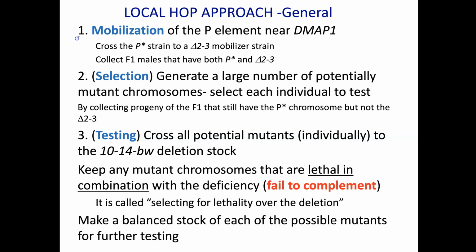So just like any kind of P element screen, you basically mobilize the P element, then you select a large number of chromosomes that you're going to test, and then each of those individuals has to be tested. In our case, though, we don't have to make the chromosome homozygous. That's a lot of extra work. Instead, we're crossing them to the deletion stock. And then if you have any chromosomes where you've got a lethal combination between your P chromosome and your deletion chromosome, then we're going to keep those and make a balanced stock.